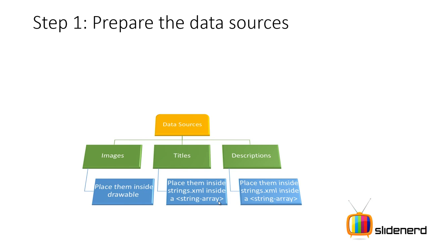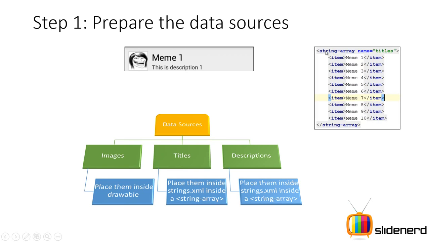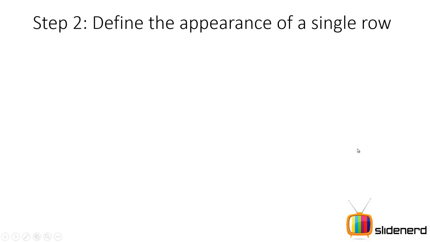Now, just to give you a rough appearance of how this string array would look like, take a look. Here you have your string array, name equals titles, and then you simply add items, which is nothing but the elements of the array. The reason why you give a name over here is because you want to access this string array inside Java code. So at that time, you're going to use this name to get all these elements from Mimi1 to Mimi10 inside Java code.